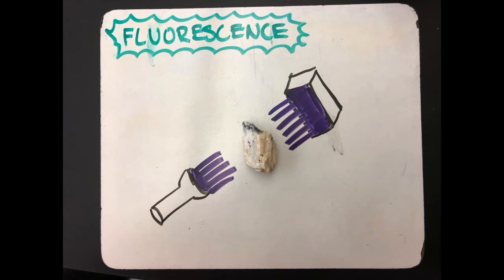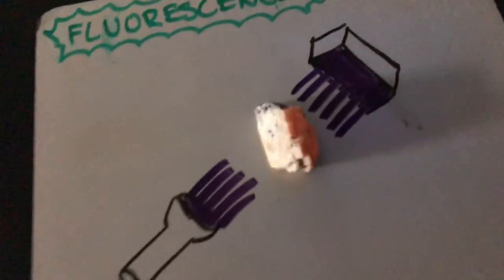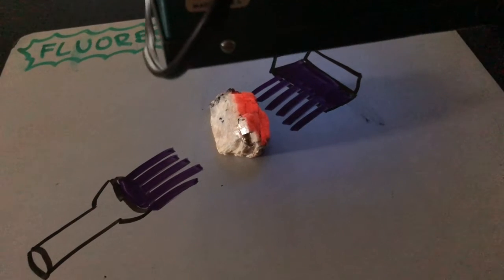Fluorescence is next. Fluorescence is how the mineral changes color in the presence of either short or long wave ultraviolet light, or UV. To do this test, you'll need a black light. This mineral changes a bright red under the black light, so it is fluorescent.